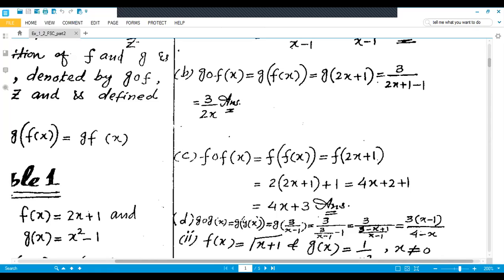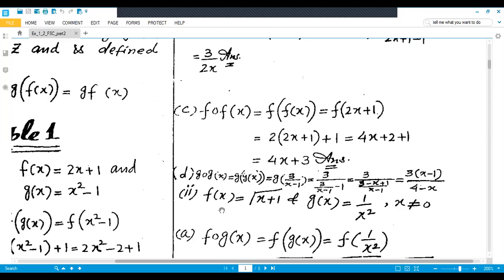In the same way, you have to find these four functions, f of g, g of f, f of f and g of g, for the second part. The same process you will repeat for the second part. You have four parts, and for each part you have to repeat these four steps, which are f of g of x, g of f of x, f of f of x, and g of g of x.